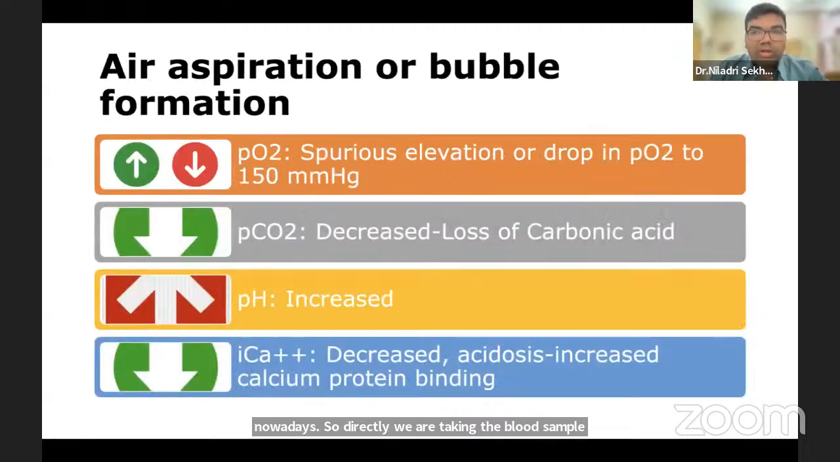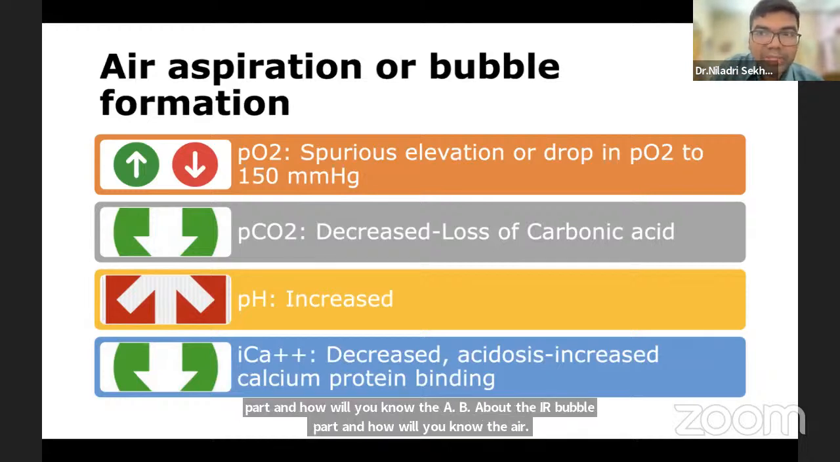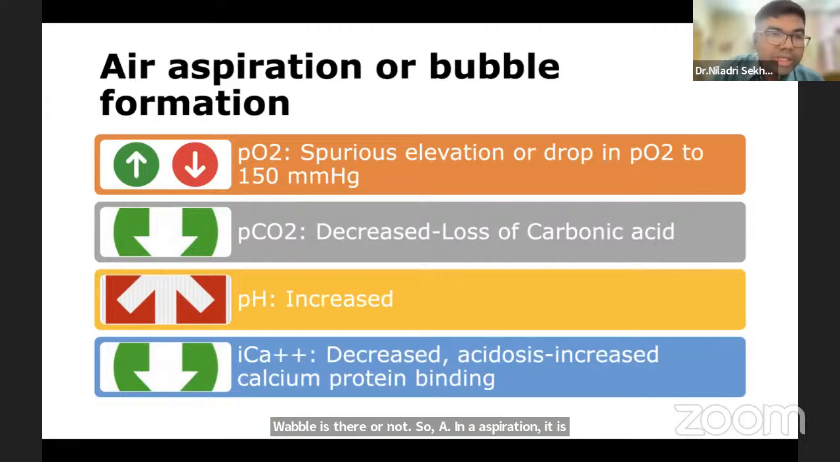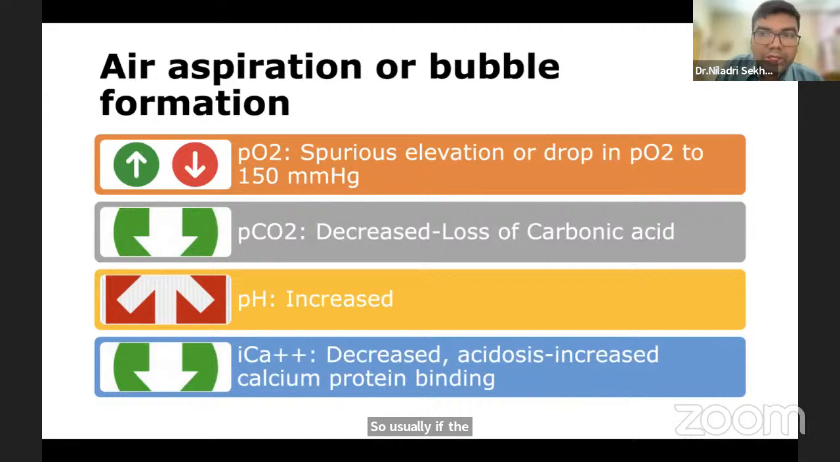Okay, so now Suresh sir has already told you a little bit about the air bubble part, and how you will know whether the air bubble is there or not. An air bubble in aspiration is a very common problem. Usually if the air bubble is more than 10% of the volume, it can cause problems. So PO2 can be high or low depending upon the ambient air.